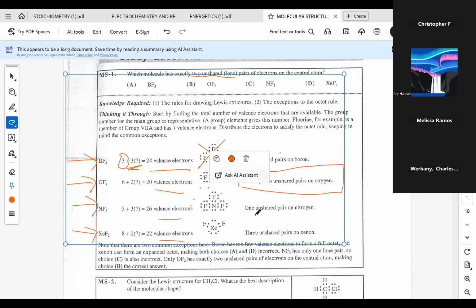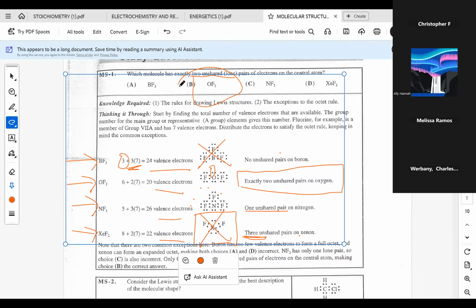And then we would see through NF3 here that we have 1 unshared pair. And then I think we did this in class, the xenon difluoride. What would happen is that we have 3 lone pairs, and this would actually take on that linear geometry. When we have that trigonal bipyramidal electron geometry, we would get that linear structure, but this has 3 lone pairs. So the end result here is that we would have to do some Lewis structures to determine the correct answer.